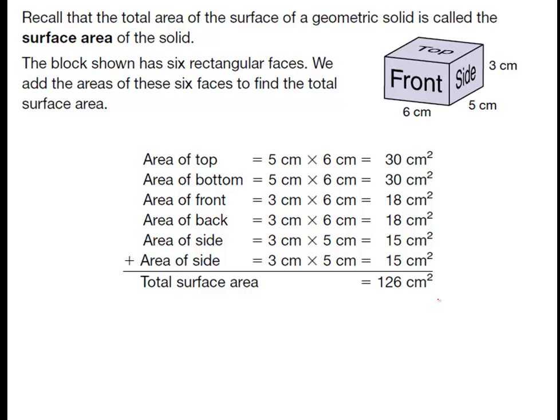So if you start up here on the top, you know that it's 5 times 6, and that equals 30 centimeters squared, because this tells us that it's 5, and this tells us that it's 6. So take 5 by 6, and you do the same thing for all the sides. The bottom's going to be identical to the top, so that's another 30. Then you calculate the front here, which is going to be 6 by 3, because it's 3 tall. And the back's going to be the same as that, so that's another 18. And then you do both of these sides, which are 5 times 3, which is 15. Add them all up, and you get 126 centimeters squared.